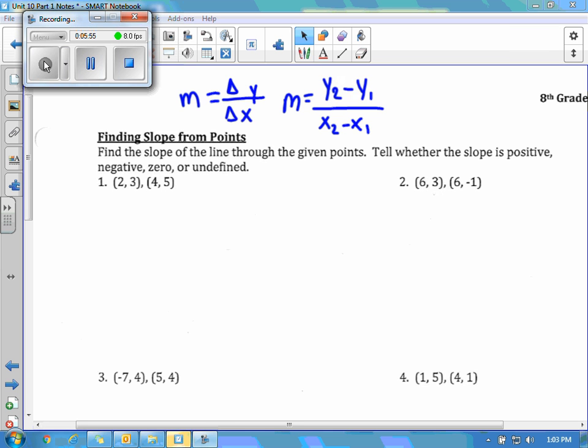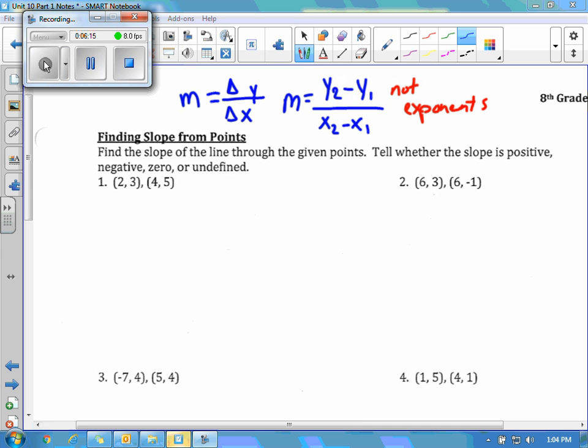Please notice that these 1s and 2s are not exponents. They're written in what we call subscript. That's just to keep them organized, the first one and the second one. So y2 minus y1, x2 minus x1. These are not exponents, they're just for labeling purposes.